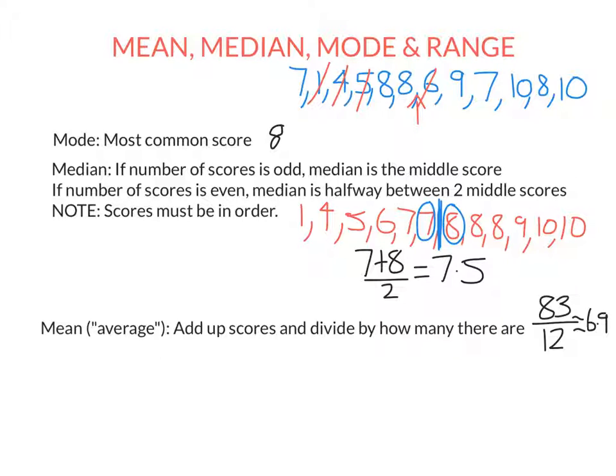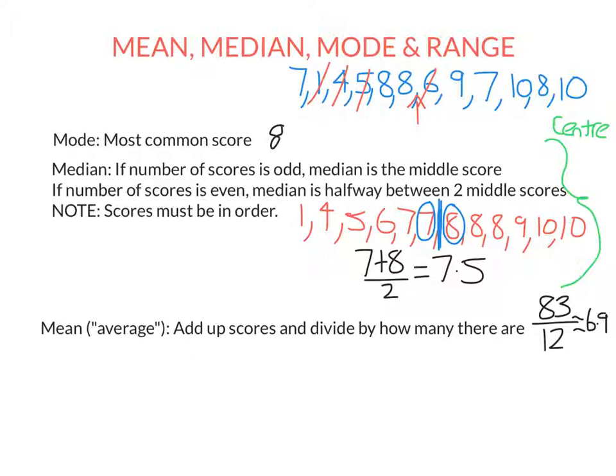So the point of these 3 things, the mean, median, and mode, is they are supposed to give you an idea of the center of your data. They're called measures of central tendency. They're supposed to summarize the data with one number to give you an indication of what was an average or a normal score.